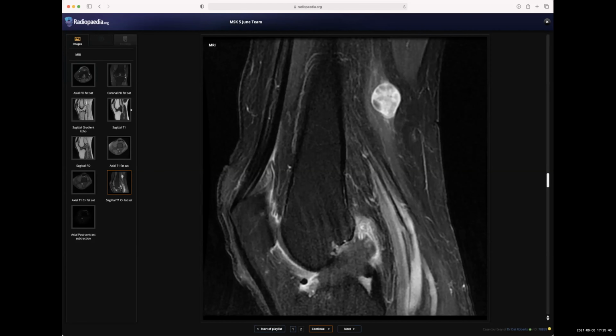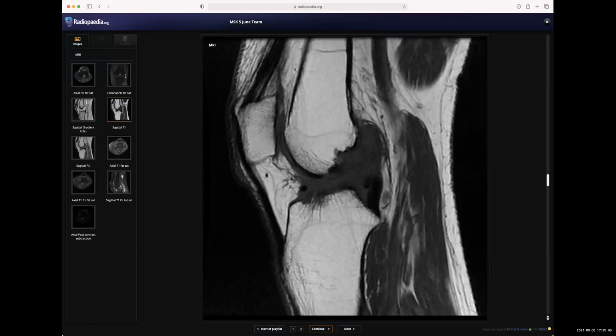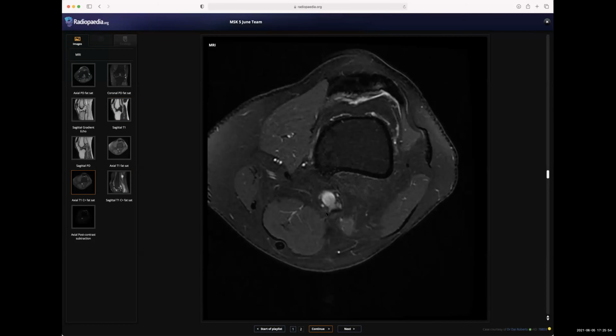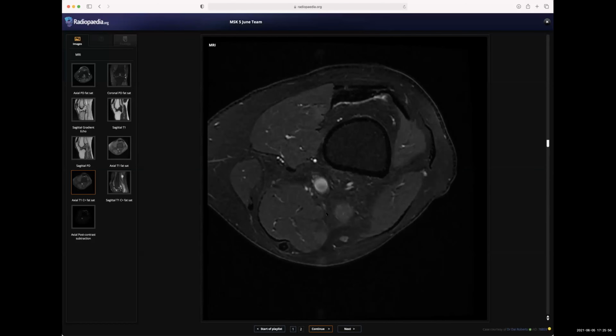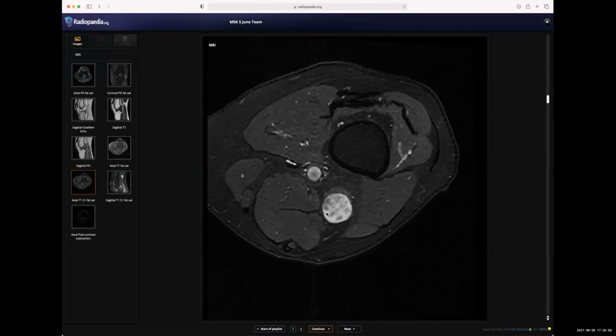Oh, yes, for sure. Okay, thank you. Yes, it was not seen here. Yeah, it was out of the field of view, and this was a mucoid degeneration. But obviously, this did not correspond to that patient's pain, so that's why they increased the scan field of view. Yes, very nice.